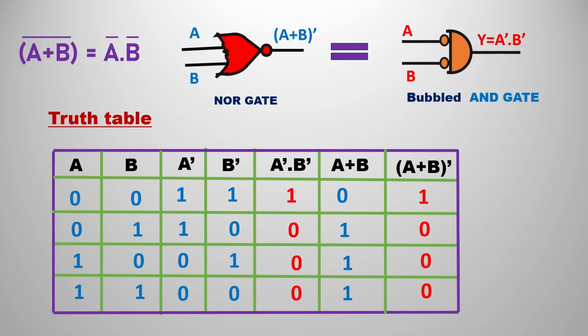Observe very clearly that a bar dot b bar and a plus b whole bar have the same outputs. So we can prove that the output of the first one, a bar dot b bar, and the output of the second one, a plus b whole bar, are the same in the truth table. Hence we verify that both circuit diagram outputs are the same, so we can equate the two: a plus b whole bar is equal to a bar dot b bar. This is the first equation that we saw, and it is very important. The vice versa can also happen, that is the second equation. So let's see that also.